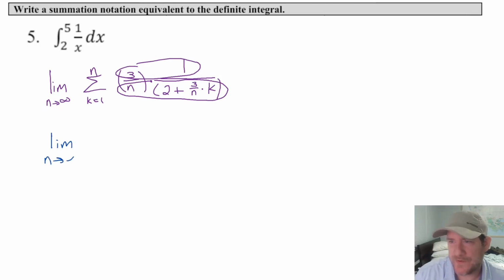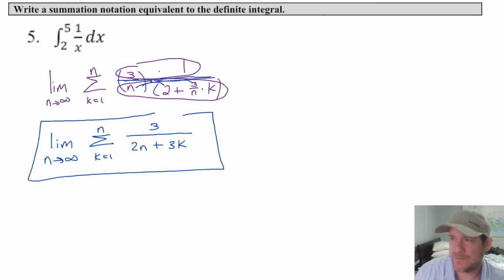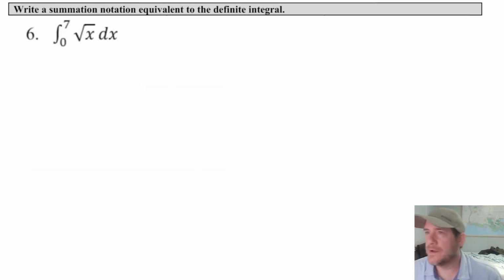the limit as n goes to infinity of the summation that starts at k equals 1 and goes to n. And again, your numerator is just 3 times 1, so we get a numerator of 3. And in the denominator, this n would distribute, giving us 2n plus. Now when the n distributes here, it cancels, and so you just get 3k. So to me, that just looks a lot nicer and much more simplified. So this would really be the form that I'm looking for right here. And then we can try 6.